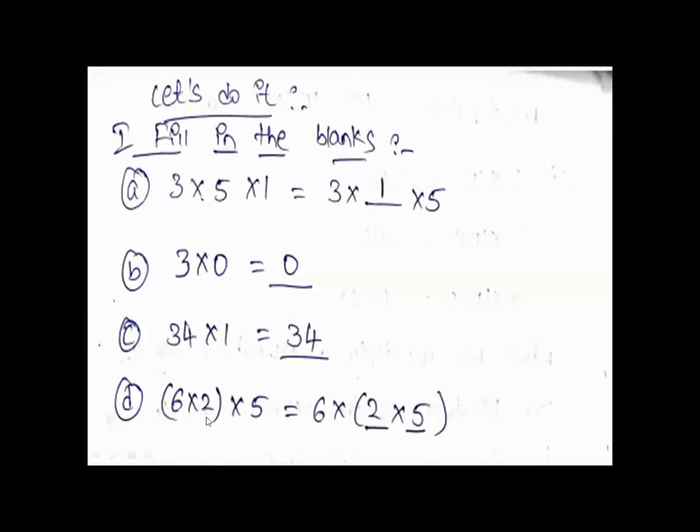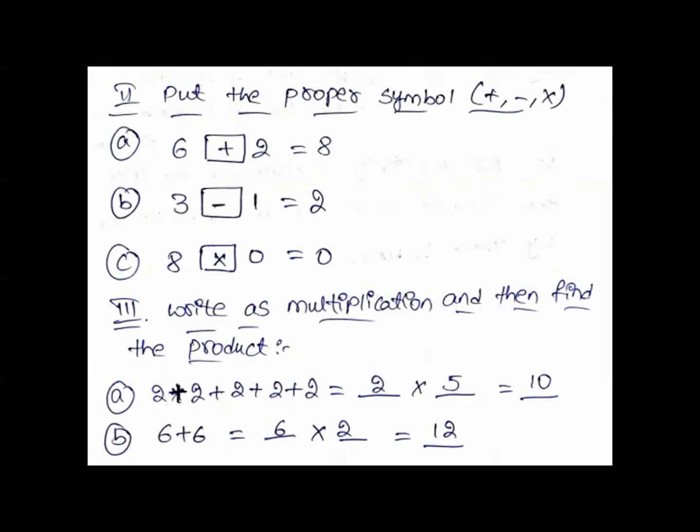Just now we have learned, children, 6 into 2 in brackets, it is into 5 is equal. We can write 6 into, in brackets, 2 into 5. We have to fill in the blanks. Okay, 6 already is there. Remaining two numbers, 2 and 5. 6 twos are 12. 12 fives are, second, put the proper symbols.